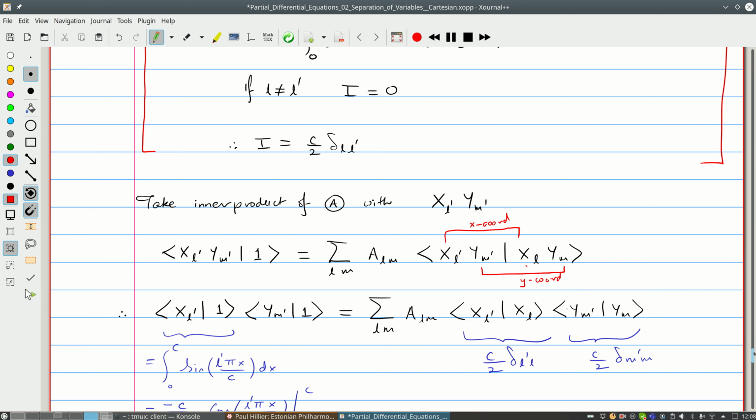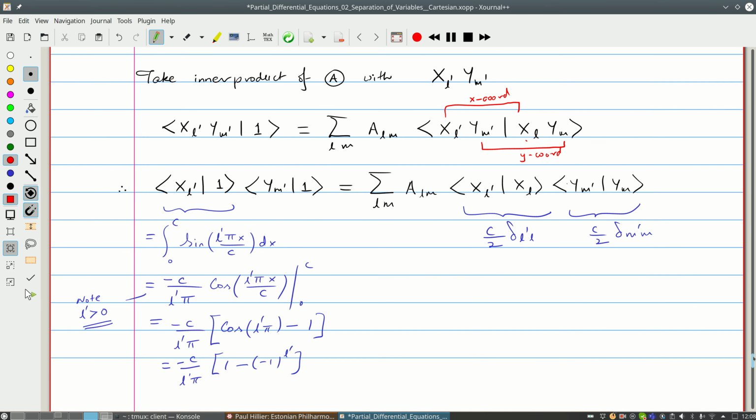Now, from the result we have above, this term here is c over 2 delta L prime L, and this one is c over 2 delta M prime M. Nice and easy. And these two Kronecker deltas are going to collapse these two sums into one term only. The only term that will survive will be the term for which L is equal to L prime and M is equal to M prime. In other words, you will end up with A L prime M prime, c over 2 times c over 2.